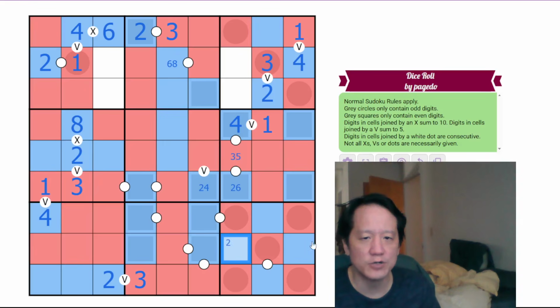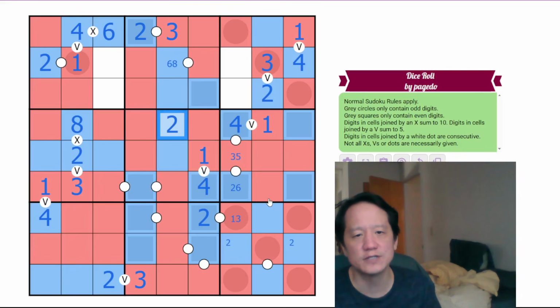2 has to be one of these 2 digits, which means where's 2 in row 7? It must be one of these 2, and it cannot be here because of 2 in the column. So 2 has to be here, which is consecutive with 1 or 3. 2 cannot be here, so this is 4, and that's 1 adding up to 5. Where is 2 in the central box then? Can't be here, can't be here. This is the last even digit, so that's 2.